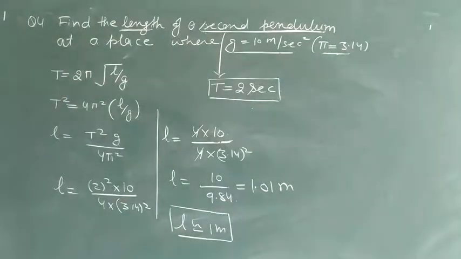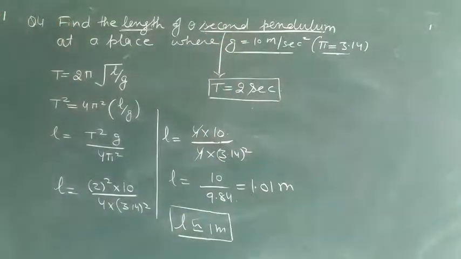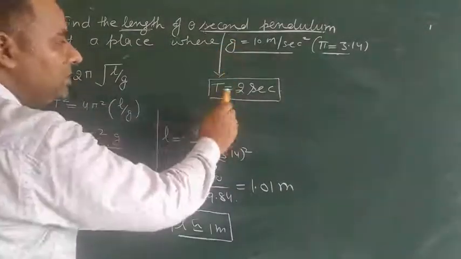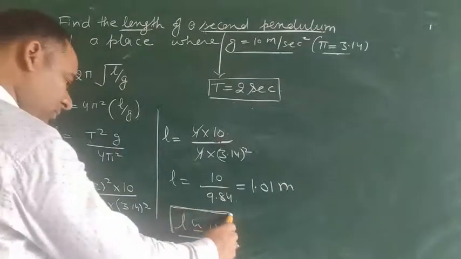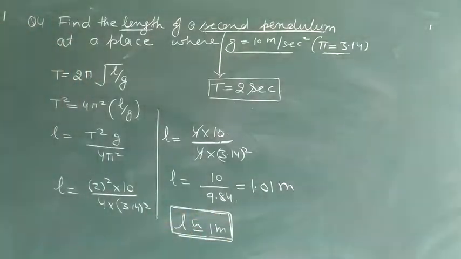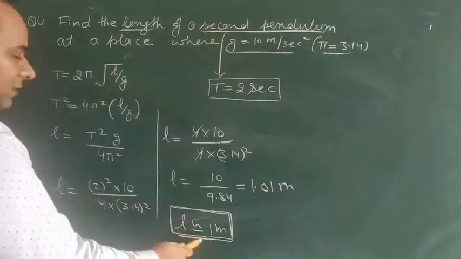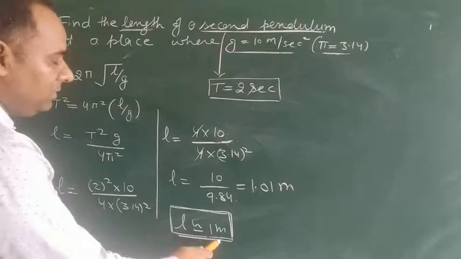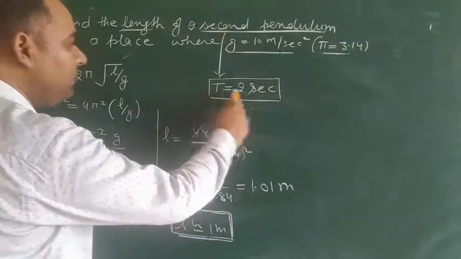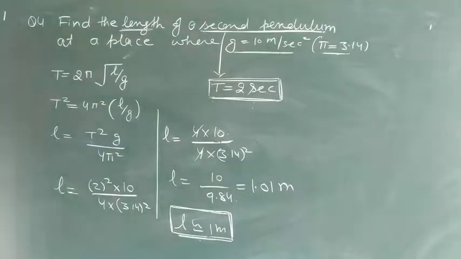Please remember that the length of the second pendulum is approximately 1 meter and the time period of the second pendulum is 2 seconds. Because there is an MCQ in your book, Selina Publication, asking what is the length of the second pendulum. The length of the second pendulum is exactly 1.01 meter, and approximately 1 meter. And the time period of the second pendulum is 2 seconds.